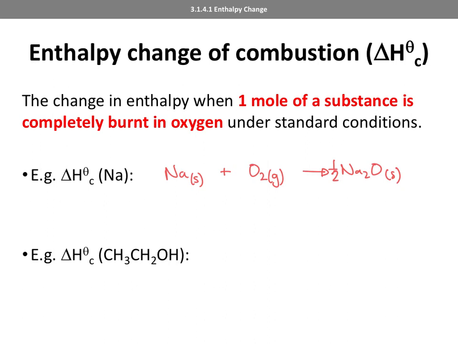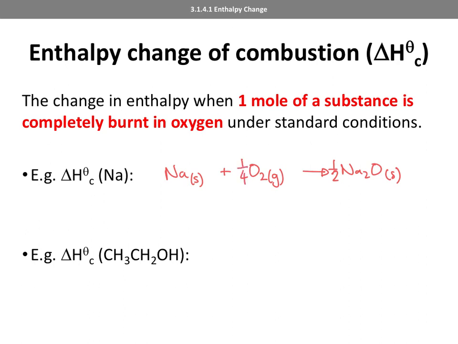Now, what does that mean about oxygen? That means on the right we've got half an O, or half a mole of oxygen atoms, whereas on the left at the moment we've got 2 moles of oxygen atoms. So to make that half a mole of oxygen atoms, we have to write a quarter.